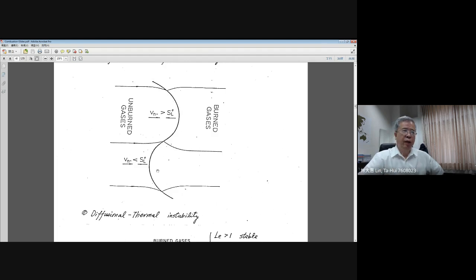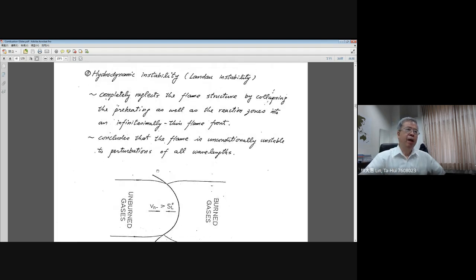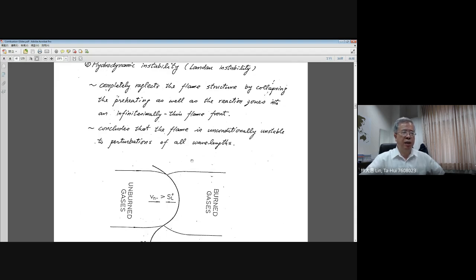Then Landau looked at this kind of analysis, and he gave us the conclusion that the flame is unconditionally unstable to perturbations of all wavelengths, which means it is easier to describe the behavior based on this kind of instability analysis. They say the premixed flame is always unstable. Okay, when you give a small disturbance to a propagating premixed flame, those flames will jump to the other state and never come back when you remove the perturbation.